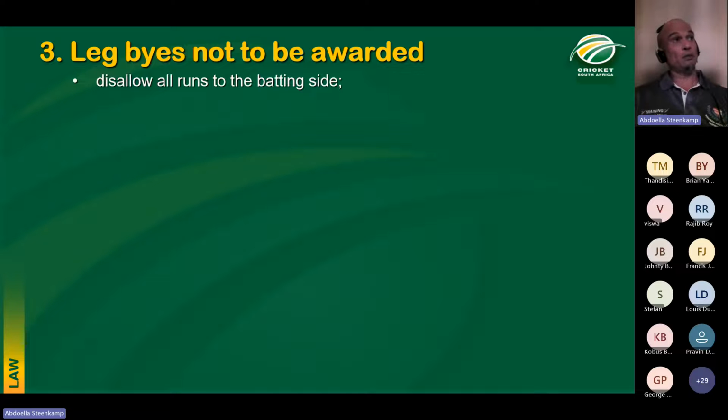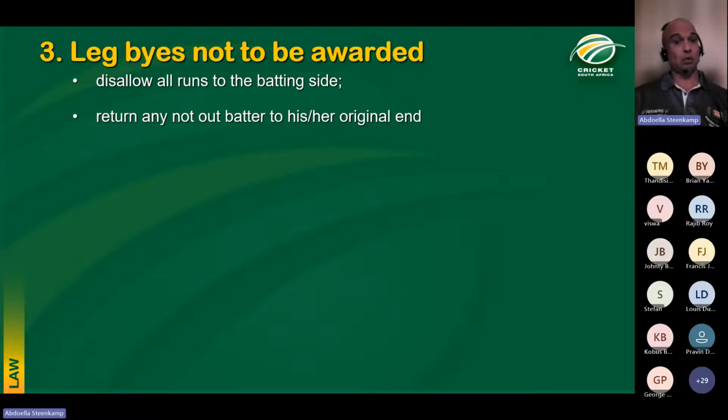In our example, the batter shouldered arms, then took a single. So the lawmakers say that leg bye is not to be awarded. Upon the completion of the first run, you need to call and signal dead ball. You need to disallow all runs to the batting side. That run should not count. Also, you need to return the batters back to their original end.